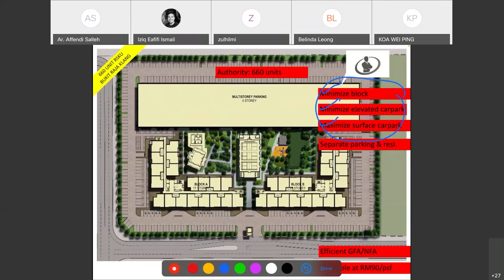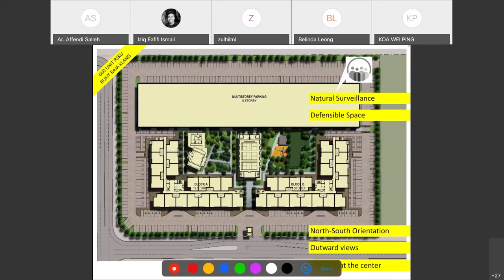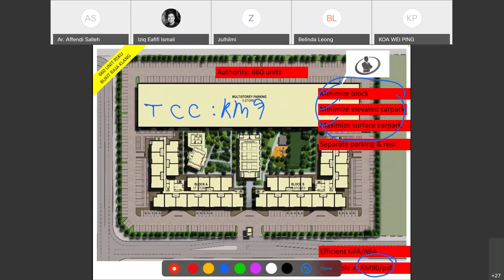But the toughest part of this process is all this needs to be built at 90 ringgit per square foot. The construction cost, TCC. It must be built at RM90 per square foot. And this is cheap, gentlemen, students. Very cheap. So to build cheaply is always a challenge.